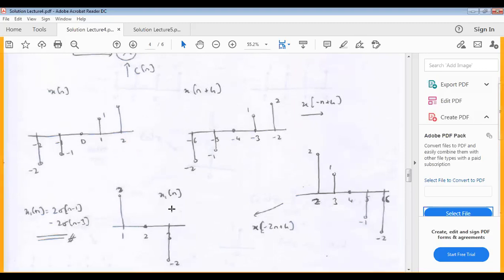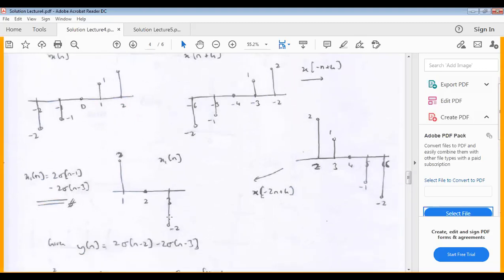So the x1[n] can be written mathematically as two impulses: an amplitude of 2 at delta[n minus 1], an impulse of amplitude 2 shifted by 1 unit to the right. And for this one, it should be -2 delta[n minus 3], an impulse function shifted by 3 units to the right with an amplitude of -2. Okay, so this is the mathematical equation for x1[n]. Hopefully you are clear about these issues.